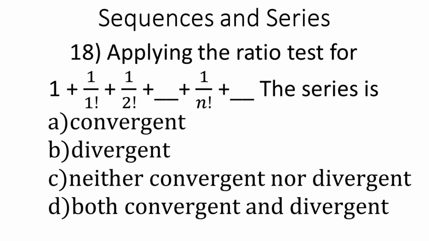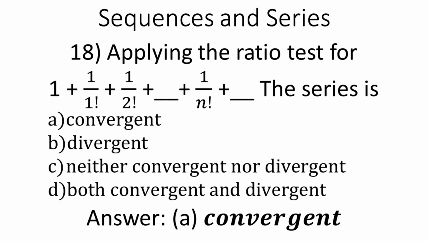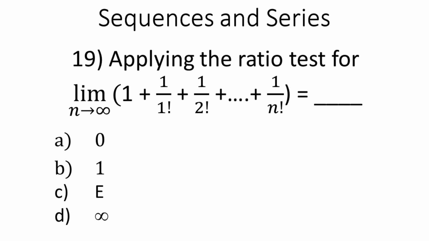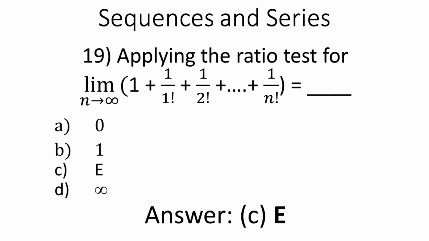Then question number 18. Applying the ratio test for 1 plus 1 by 1 factorial plus 1 by 2 factorial plus etc. plus 1 by n factorial plus etc., the series is convergent. Option A is the correct one. Question number 19. Applying the ratio test for the limit of 1 plus 1 by 1 factorial plus 1 by 2 factorial plus etc. plus 1 by n factorial equal to dash. Answer is e, small e, which is option C.